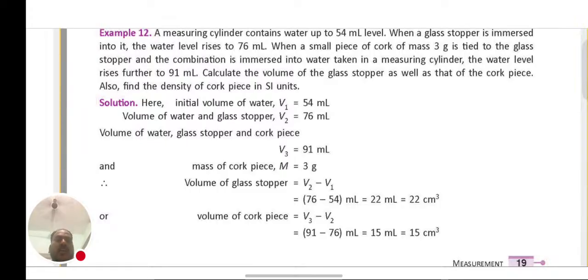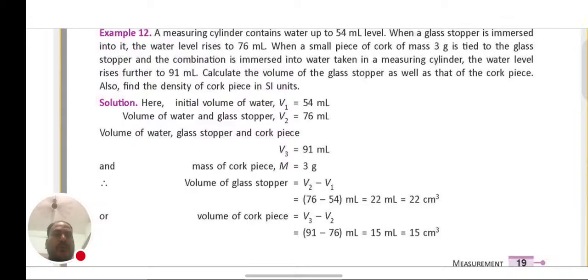So here, the given data: V1, the first volume, is 54 ml, V2 is 76 ml, and V3 is 91 ml. And the mass of the cork is given as 3 gram.